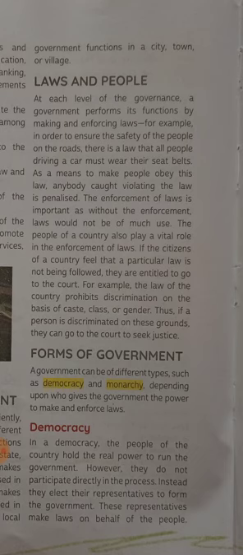At each level, a government performs its functions by making and enforcing laws. For example, in order to ensure the safety of people on the roads, there is a law that all people driving a car must wear their seat belts. As a means to make people obey these laws, anybody caught violating the law is penalized. The enforcement of laws is important, as without enforcement, laws would not be of much use.